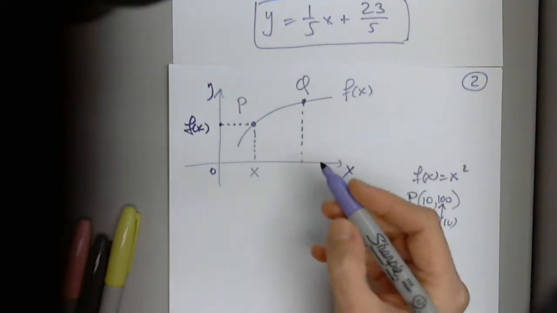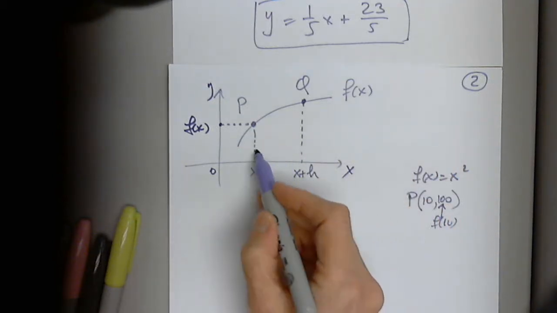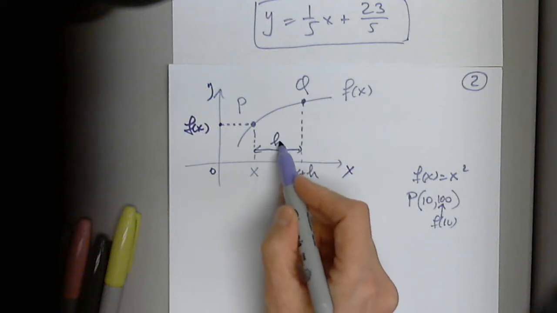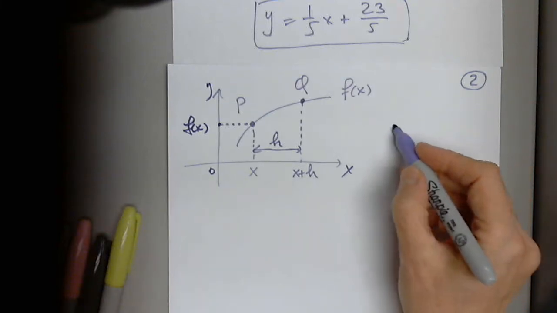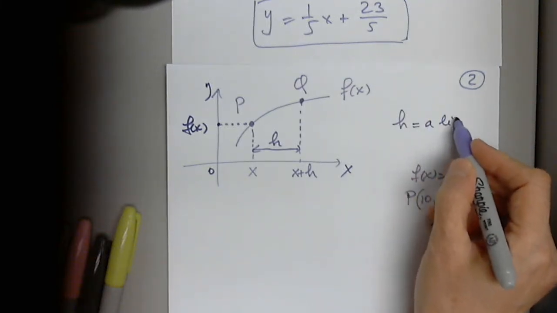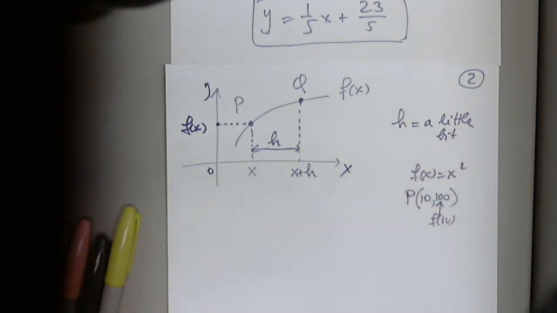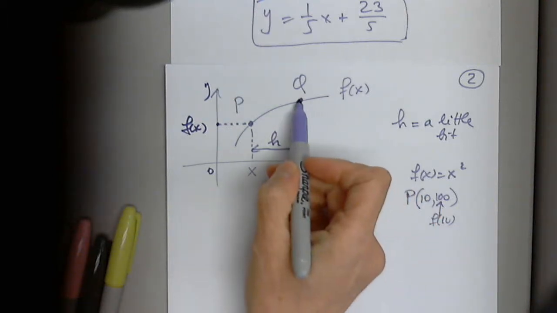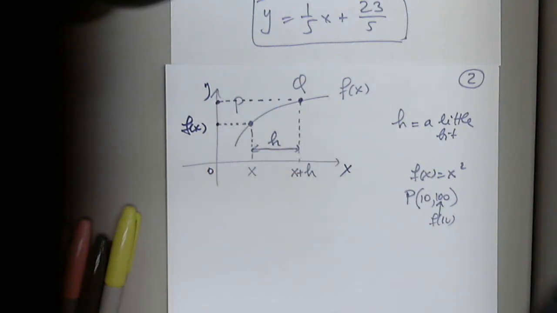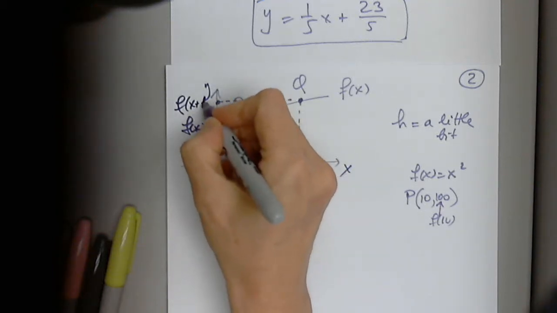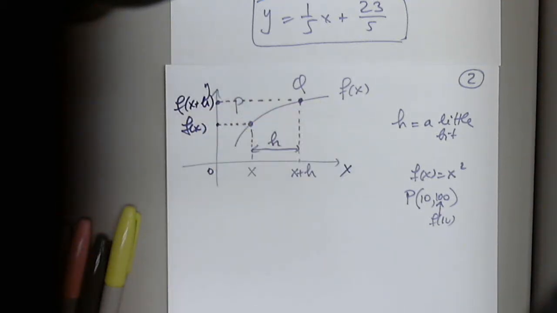Q has the x coordinate x plus a little bit. And you can say this does not look like a little bit at all. Well, I'm zooming in. So h is a little bit, tiny. Okay, can anyone give us the y coordinate other than Brian? F of x plus h. Awesome. Very good. Perfect. It makes sense, correct?